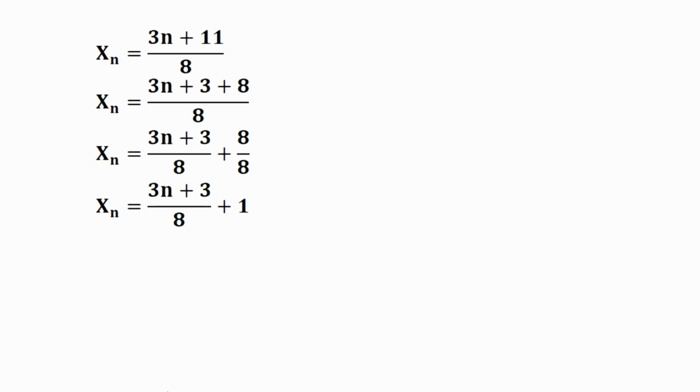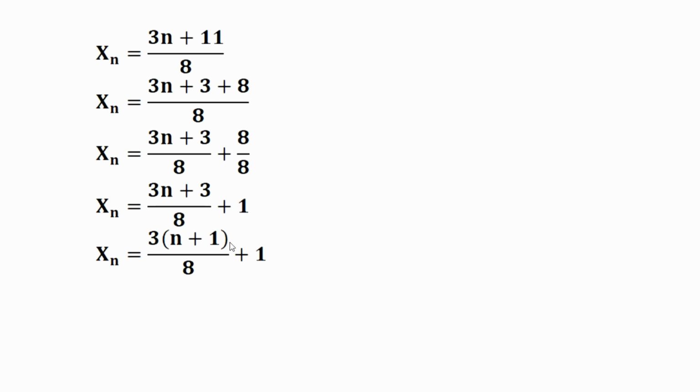Now in 3n plus 3, 3 is a common factor in these two terms. So let us take 3 outside and we can write 3 into (n plus 1) by 8 plus 1. Now this is a fraction. This becomes a natural number only when 3 into (n plus 1) is a multiple of 8. Then only we can cancel the 8 at the denominator. And we know 3 is not a multiple of 8. So n plus 1 should be a multiple of 8.